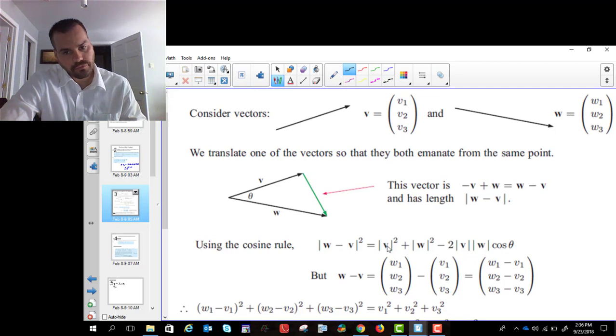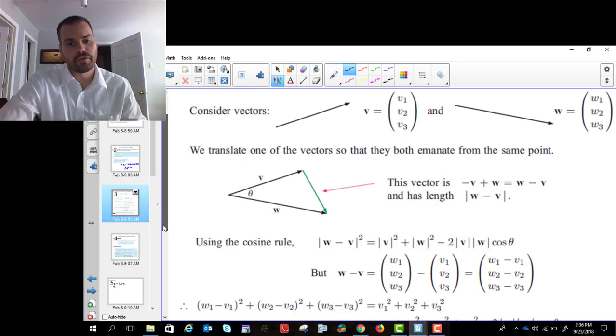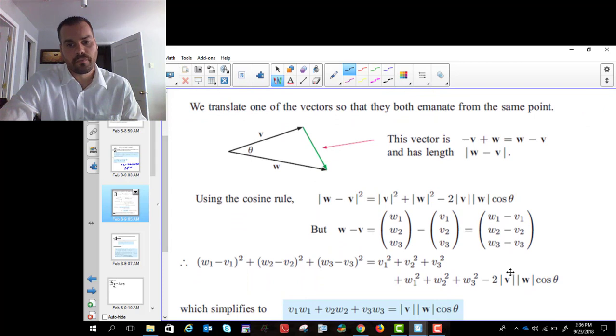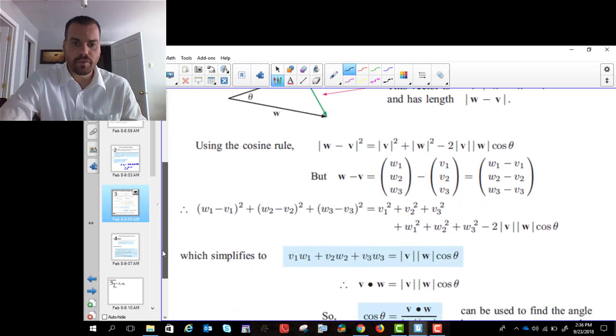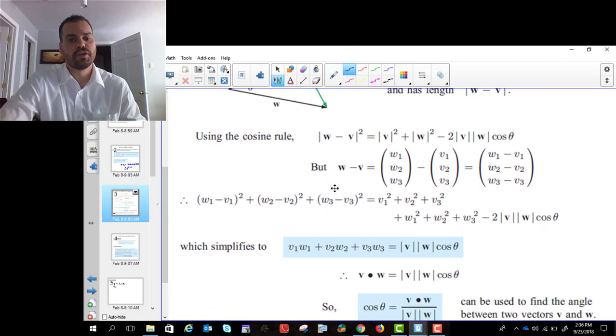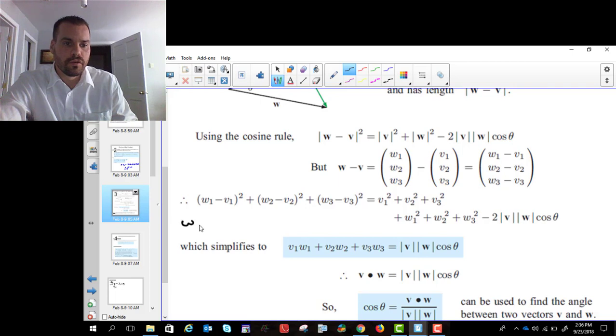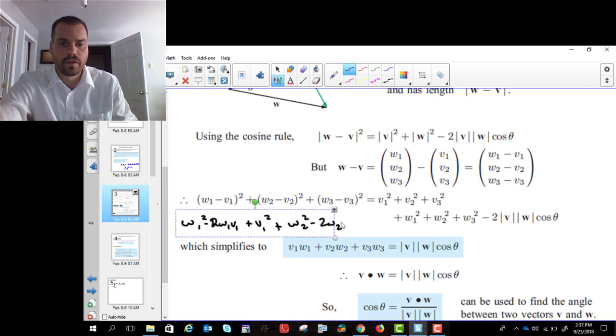And then for the magnitude of v squared, again the square root goes away, so you have v1 squared plus v2 squared plus v3 squared. W is w1 plus w2 plus w3, they're all squared. And then you have this. If you expand these, it simplifies quickly to this. If you expand each one of these, you get w1 squared minus 2 times w1 times v1 plus v1 squared. Then you get plus w2 squared minus 2 w2 v2 plus v2 squared.